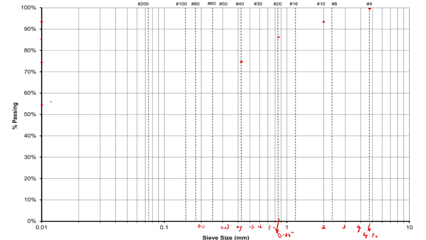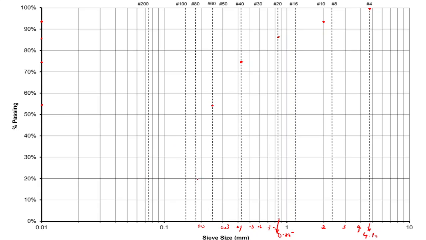So 0.250. This is 0.2. This is 0.25. I hope by now you already know how to read it the way I'm reading it. So you place your point here, place your point here to correspond. I think it's a bit lower, but we use a ruler to correct that.